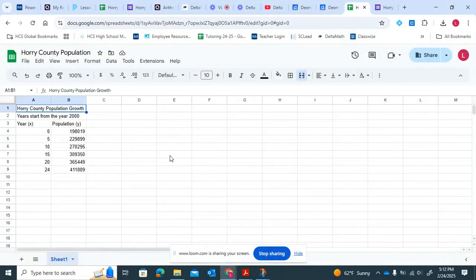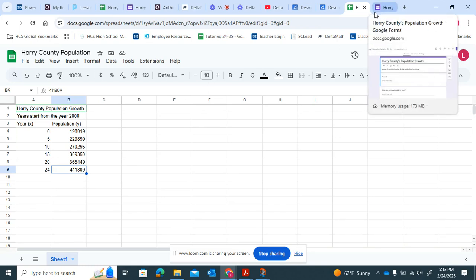All right, so this is some real data that I collected for Horry County. The years start from 2000, so 5 would be 2005, 10 would be 2010, 2015, 2020, 2024. And then these are actual data that I found online from the census. In 2024, there was a little over 400,000 people living in the county. And so we have to answer some questions based on that data.